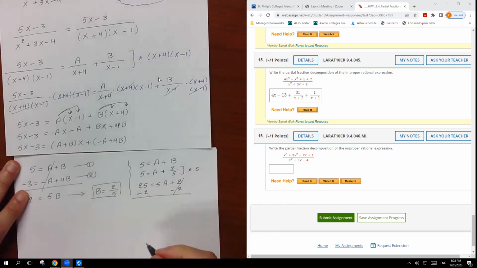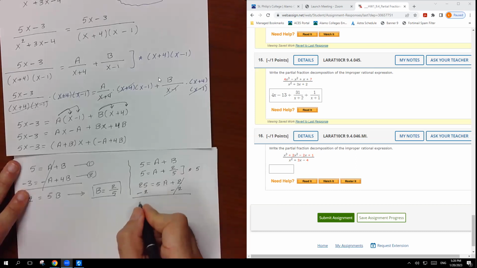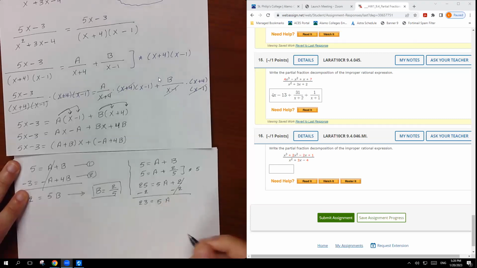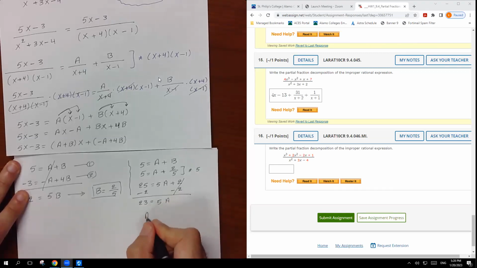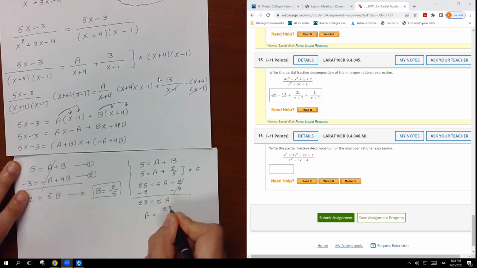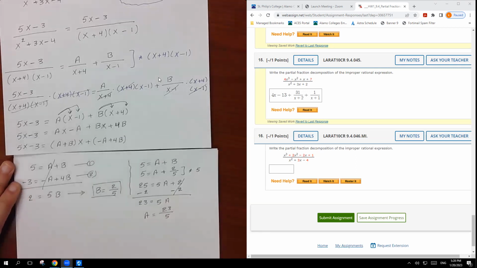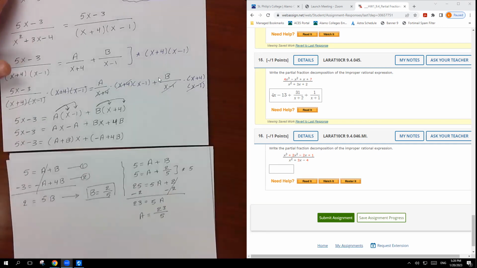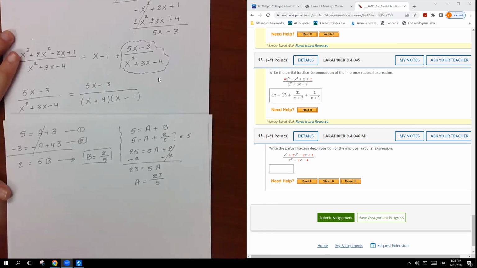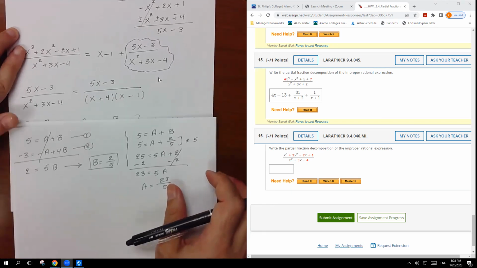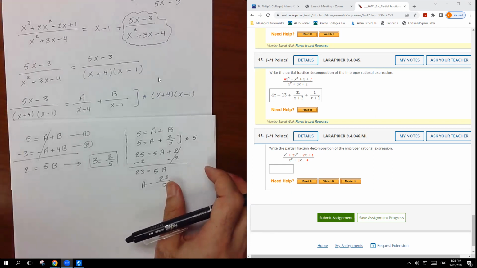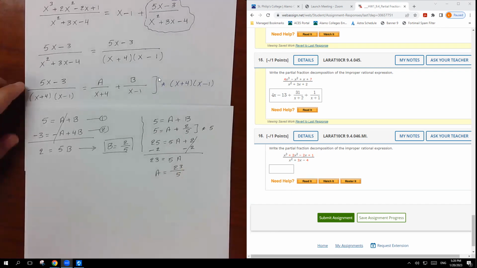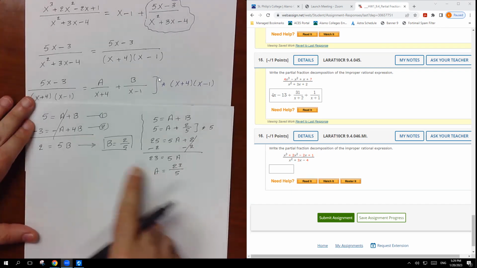Cancel here. So it's going to be 23 equal to 5a. Divide both sides by 5. So a is going to be equal to 23 over 5. So here's the value of a. Now I'm going to go back here and find the partial fraction. Plug in a and b here.